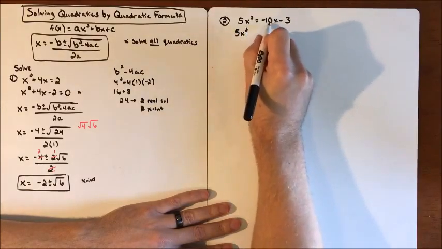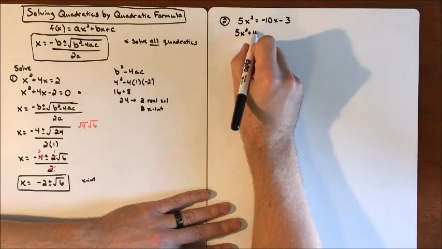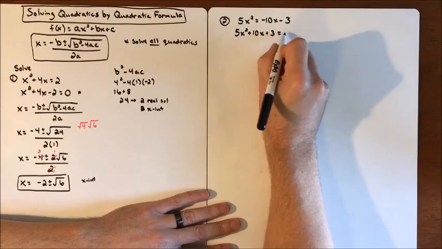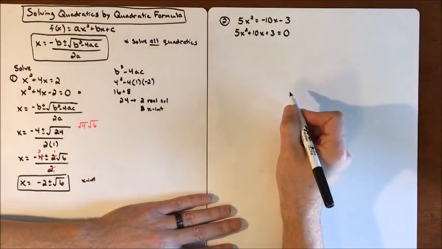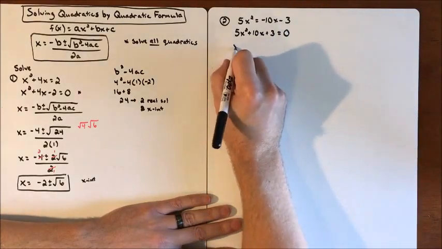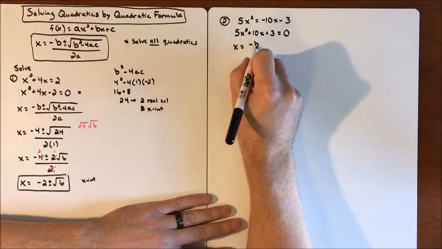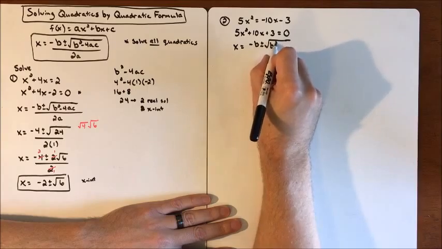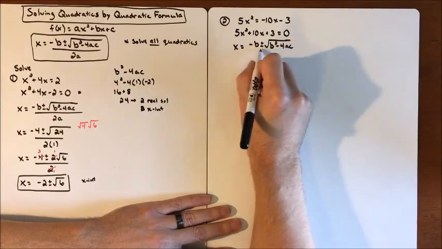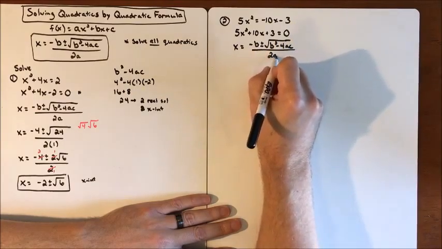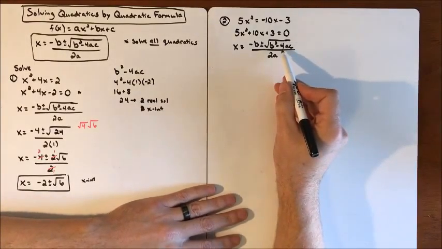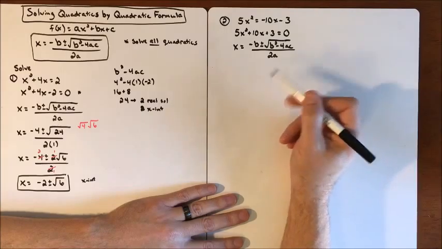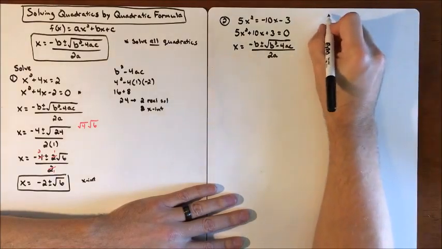So 5x squared, we'll bump that piece over, it makes it a positive 10x. Bump that piece over, makes it a positive 3, and now equals 0. Quadratic formula is ready to go. So our formula is negative b plus or minus square root of b squared minus 4ac, all divided by 2a. And I keep writing it down until I know I got that thing memorized. But I just like to kind of organize it by rewriting it every time.